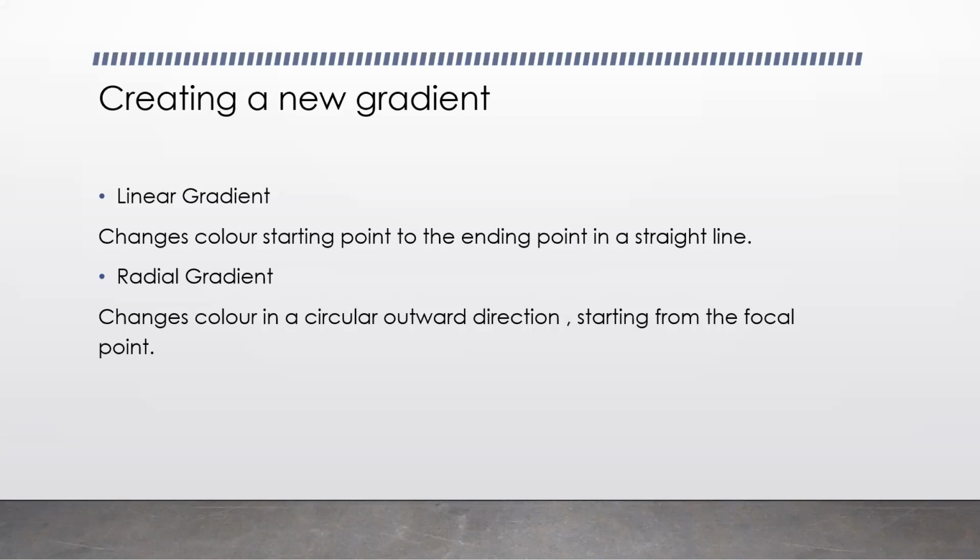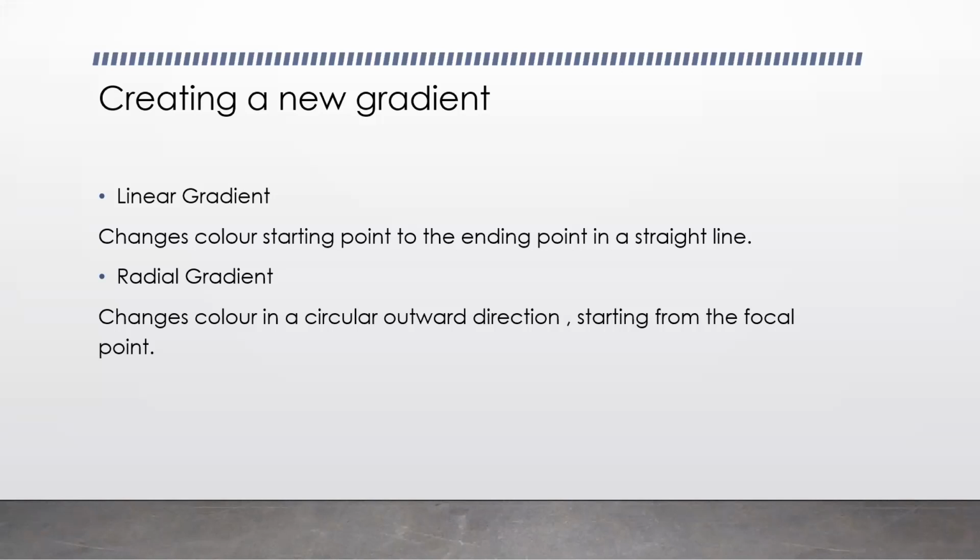So when you have to create a new gradient, first of all, there are two types of gradients that you can create. Number one, that is linear gradient, and number two, that is radial gradient. A linear gradient is one in which the color will change from the starting point to the ending point in a straight line. That means it will be on the x-axis, the horizontal axis, or the linear axis. All right, but in the radial, radius or radial, these kinds of terms are related when we are talking about the circle or circular movement, right?